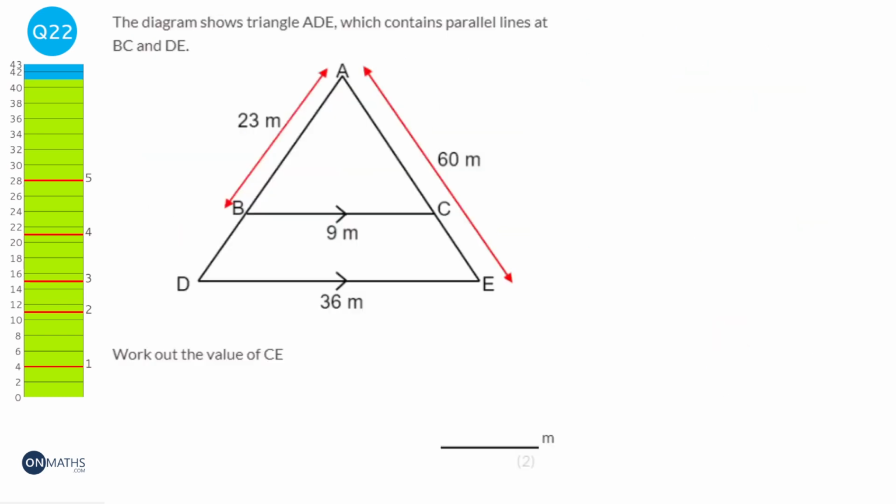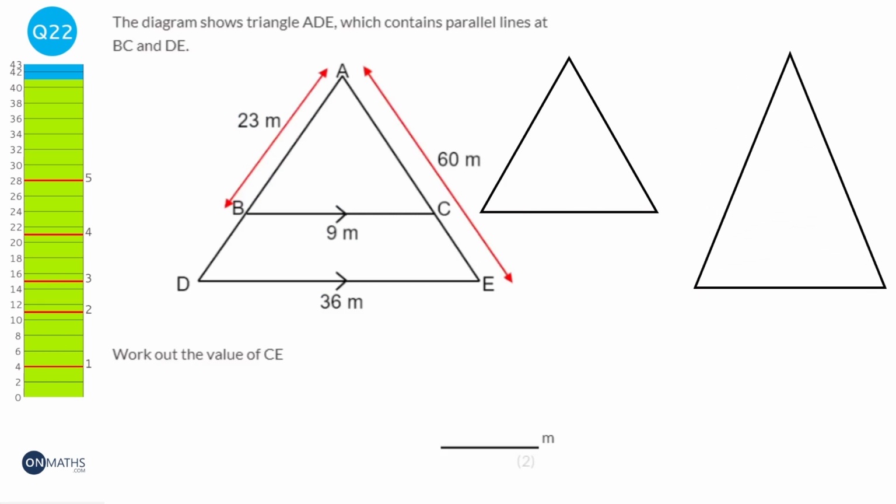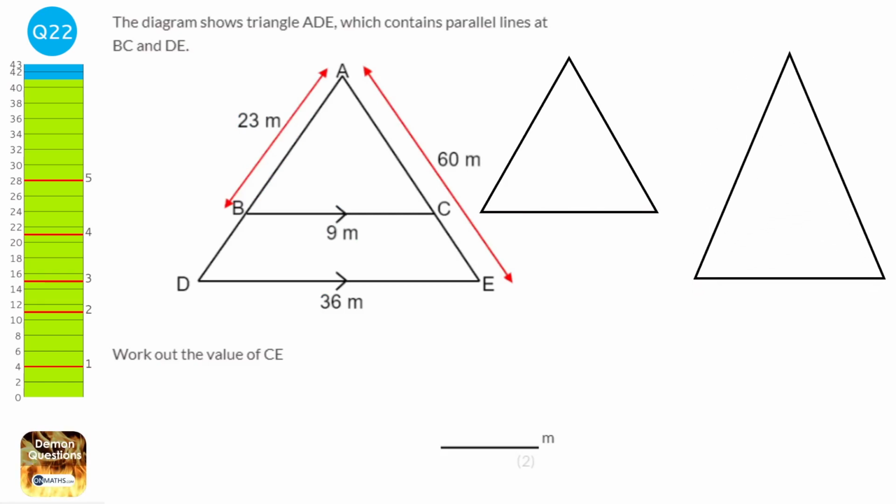I'm going to first of all draw the two triangles out separately. And we've got A, B, C, and then A, D, E. And the first thing to notice is we have similar triangles here, and the way we know that is that we've got an F angle here, which means they're corresponding on the two parallel sides. So these two angles are the same.